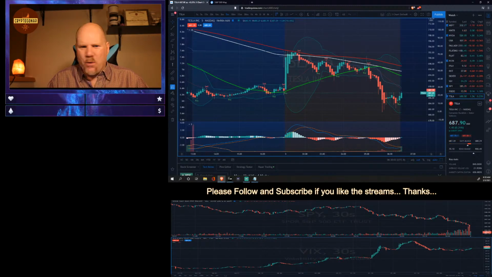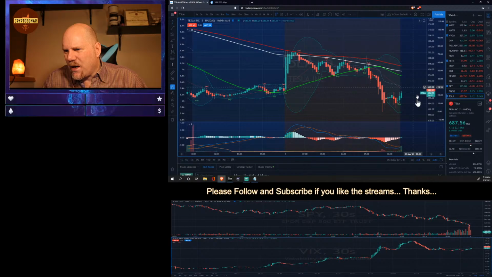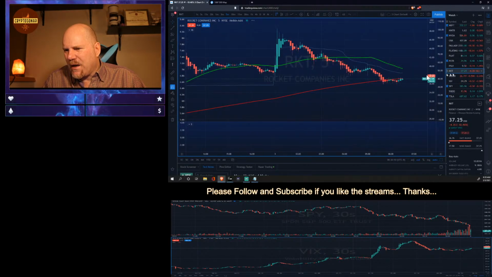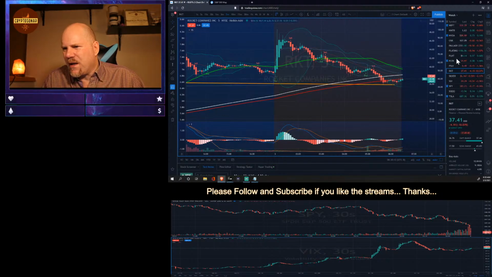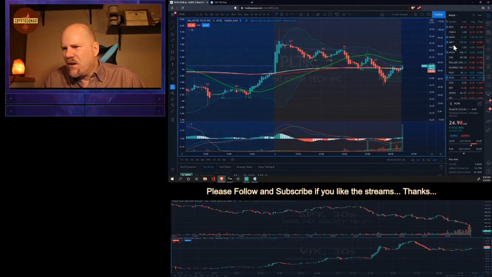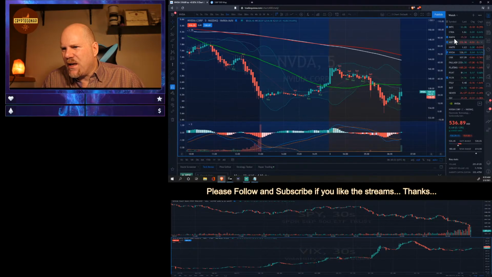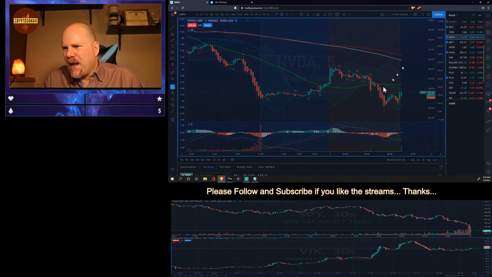Here we go, markets are open. Let's take a look at where we're at. So Tesla right on the board, up $1.52 on the upswing. Rocket down $4.38. Palantir on the open is up 50 cents. NVIDIA up 64 cents.